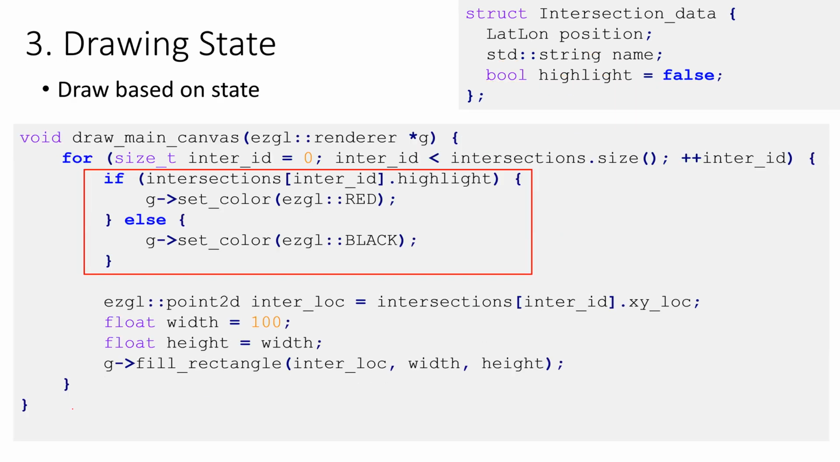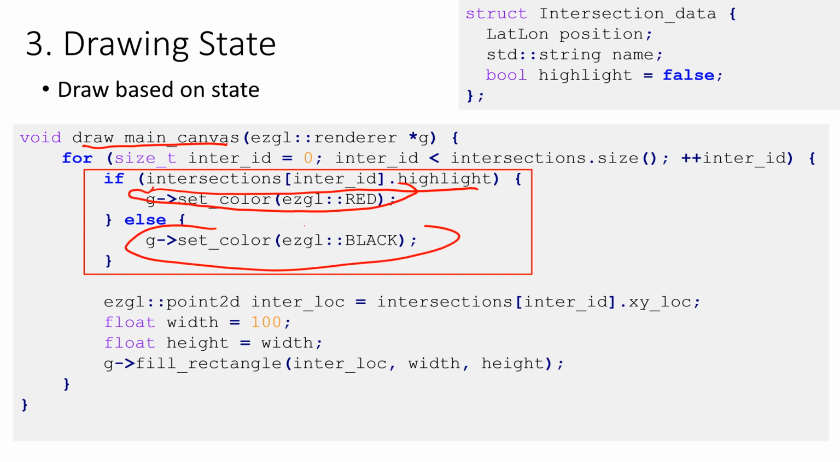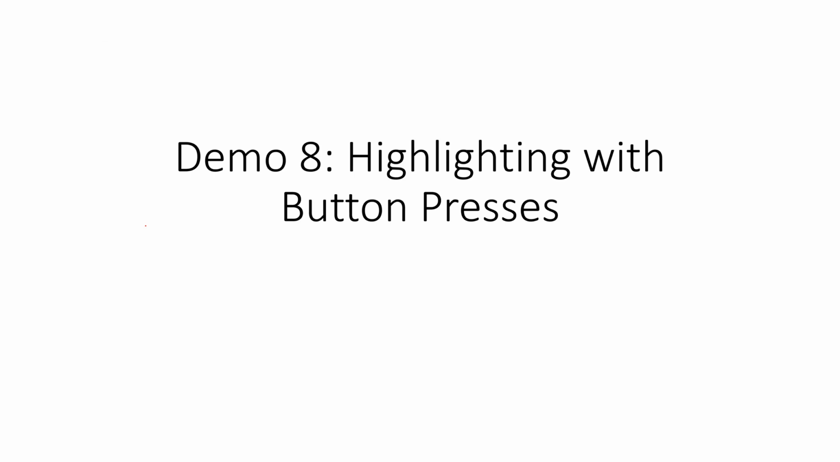Okay, and then our drawing function now needs to be a little bit more clever. So this is the redraw function that we've been using. And what we've changed is it's now checking for every intersection, is the highlight flag set? If it is, it's going to set the color to red, and if it's not, it's going to set it to black like it has been before. Does that make sense? Okay, so let me do a quick demo of that.